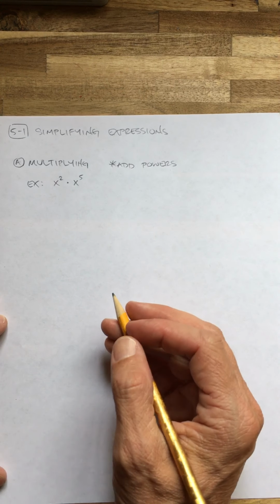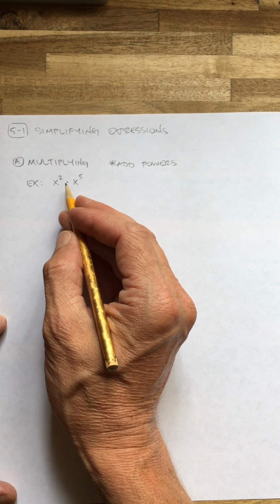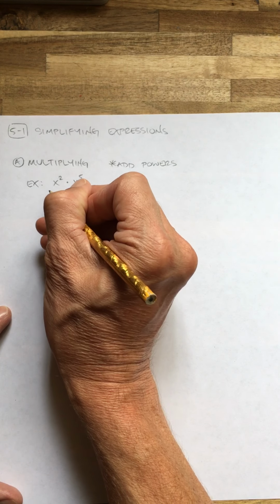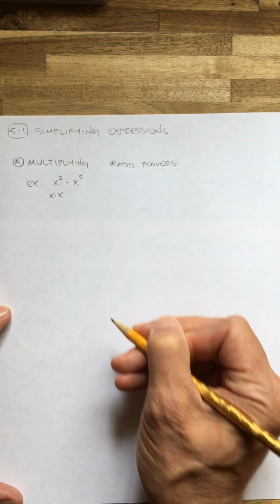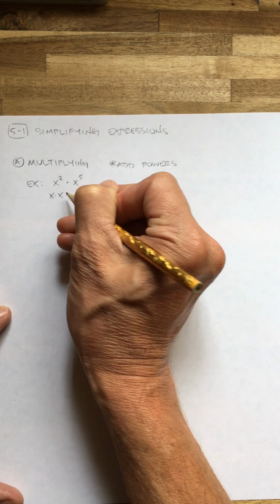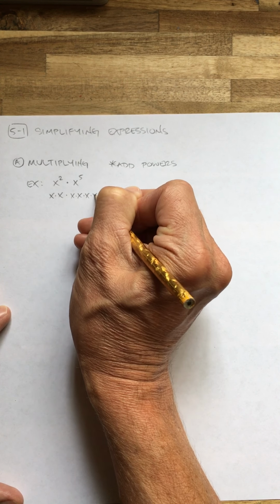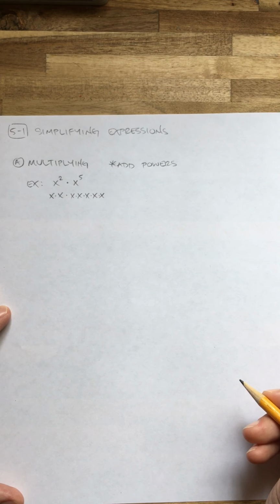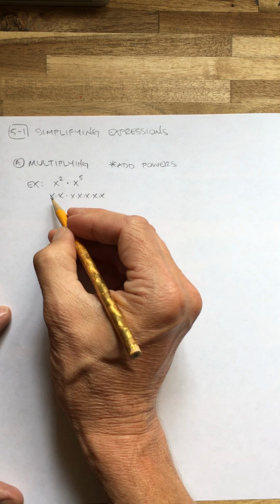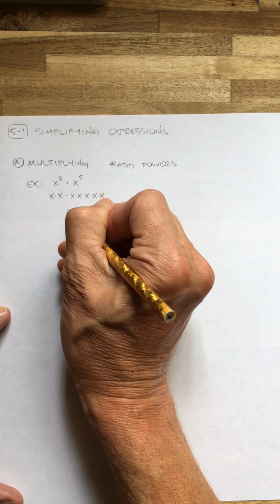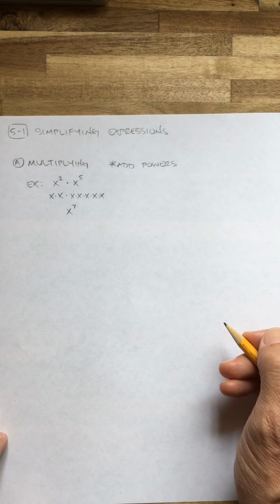All right, here we go. This says x squared times x to the fifth. What is x squared? Well, x squared is x times x, isn't it? Times x to the fifth, isn't that x times x times x times x times x? Okay. And so what do you end up with? You have 1, 2, 3, 4, 5, 6, 7 of those x's, so that's really x to the seventh.